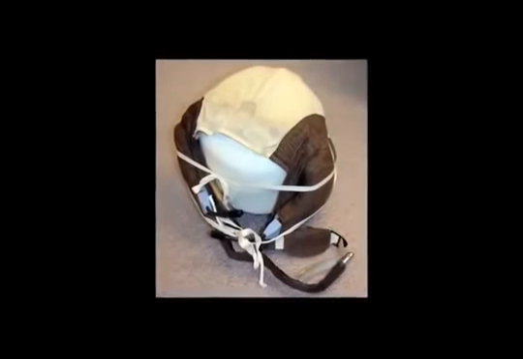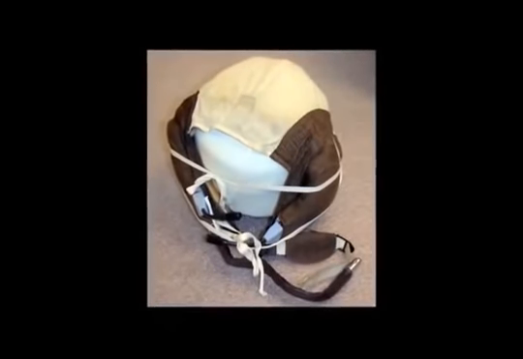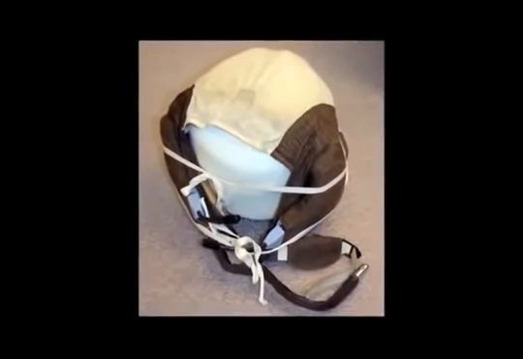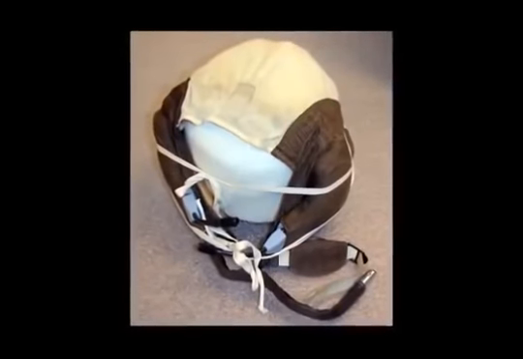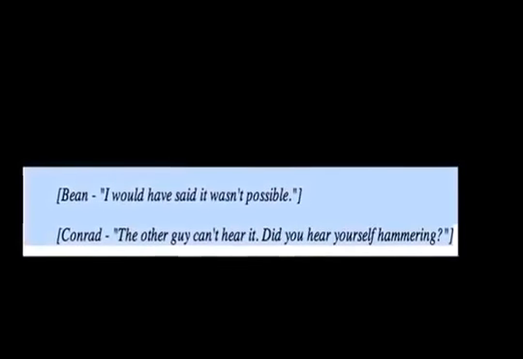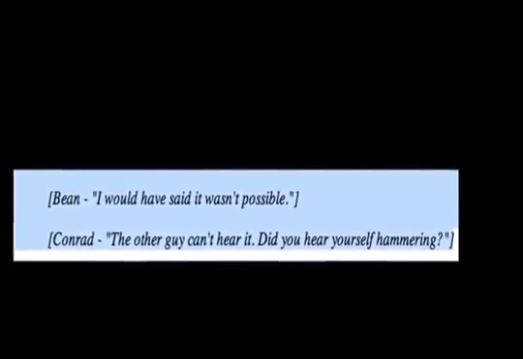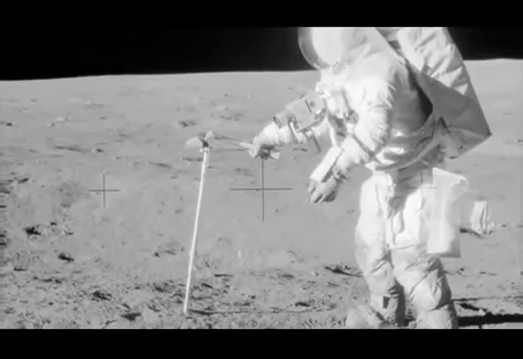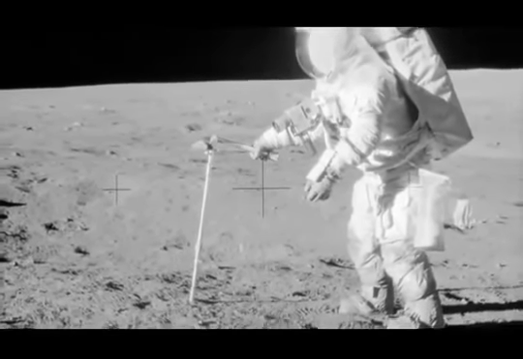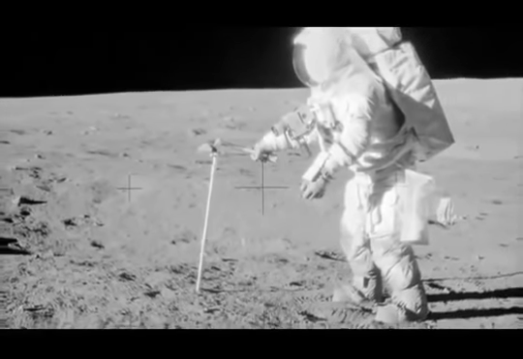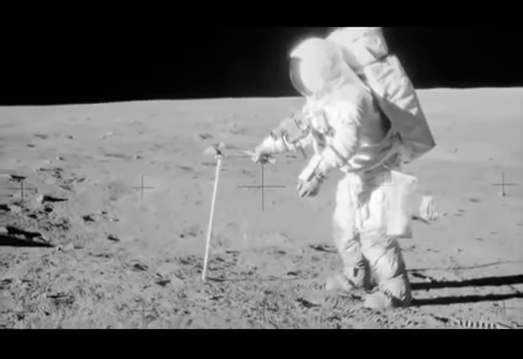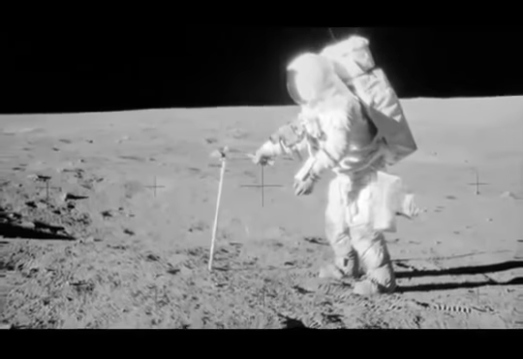If the sound is coming through Alan Bean's microphone, then like his voice, it must be transmitted directly into the headset of Pete Conrad, so his statement makes no sense. Alan Bean's statement makes a lot of sense, since it would not have been possible in a vacuum. When Bean says, "I would have said it wasn't possible," he has science on his side. And he also has NASA on his side, at least up until August 19th, 2011.